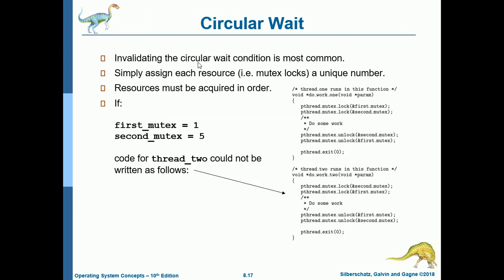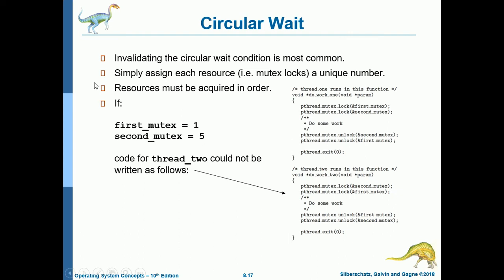So that is for the deadlock prevention. Next we have the circular wait. Invalidating the circular wait condition is the most common. That is why I told you in the previous slide that circular wait really determines if the system is in a deadlock state.